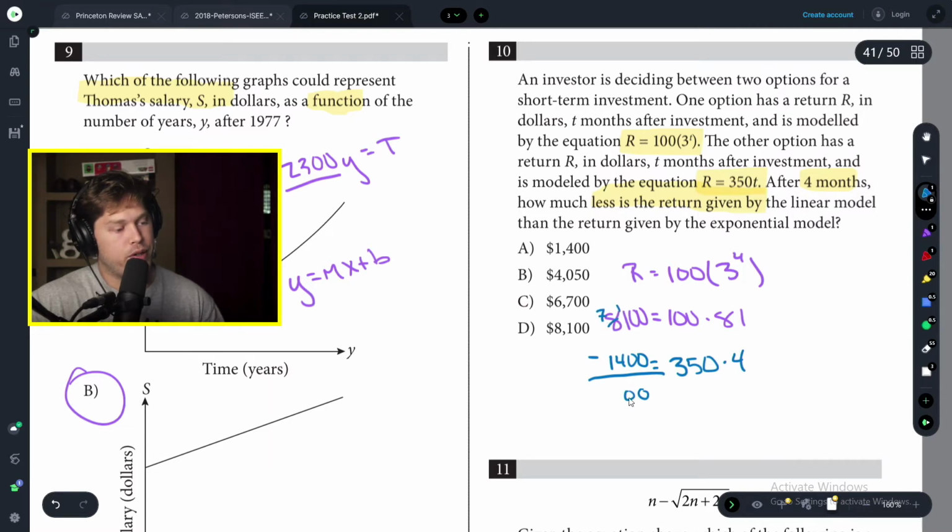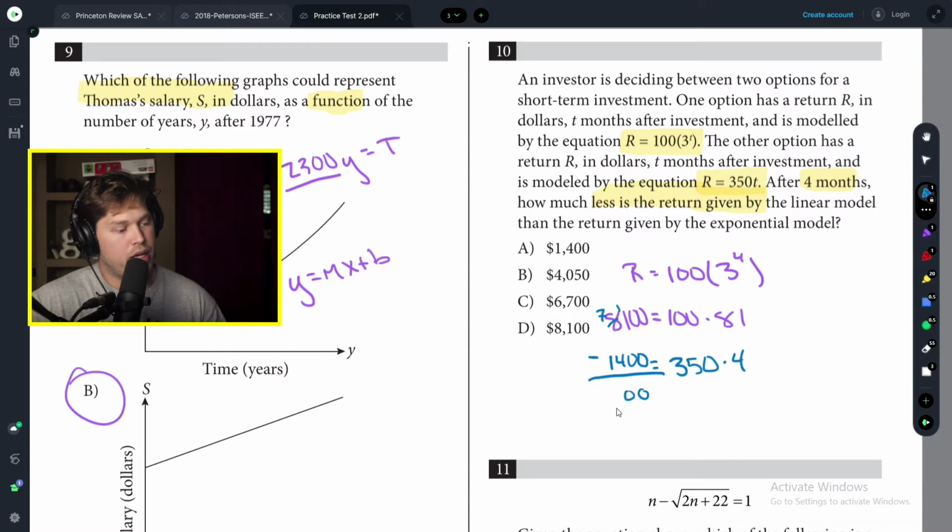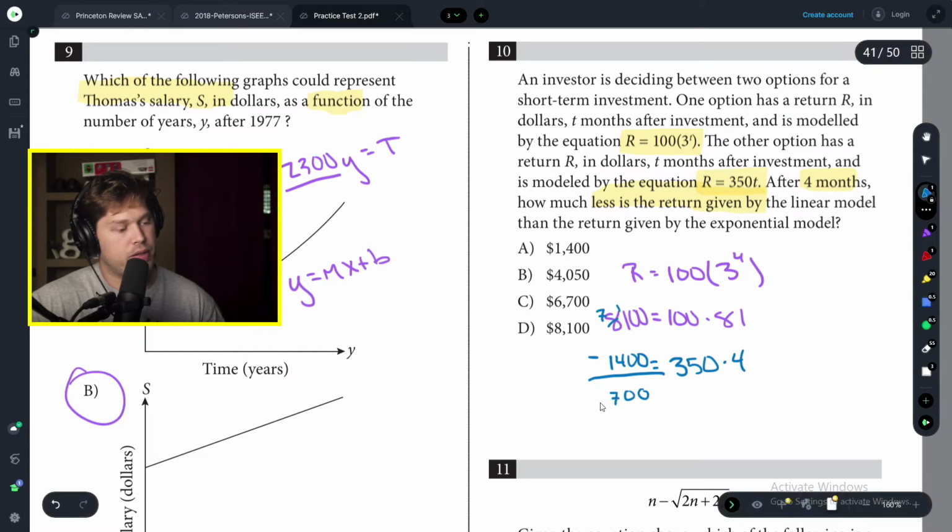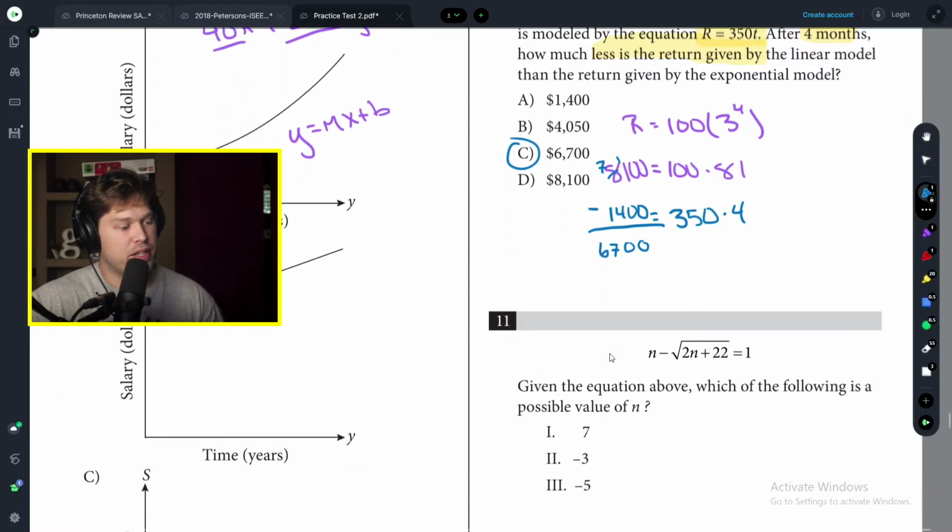Bottom number is bigger, so we borrow. 11 minus 4 is 7. 7 minus 1 is 6. So 6,700, our answer is choice C for number 10.